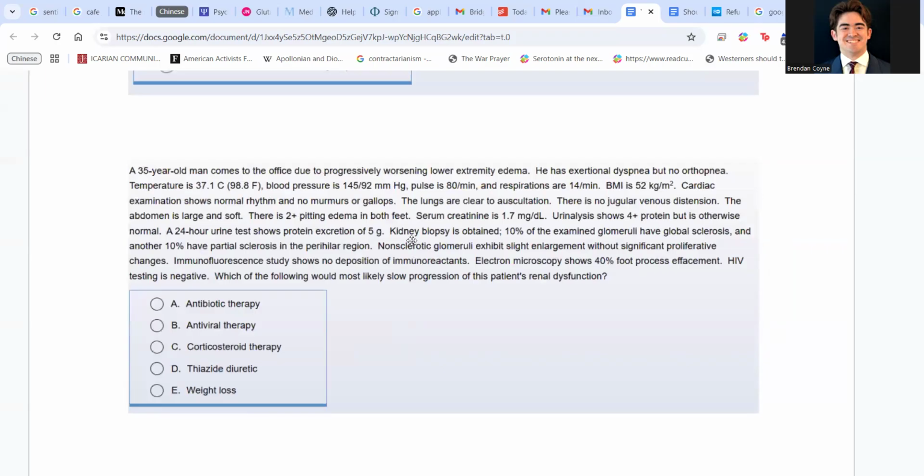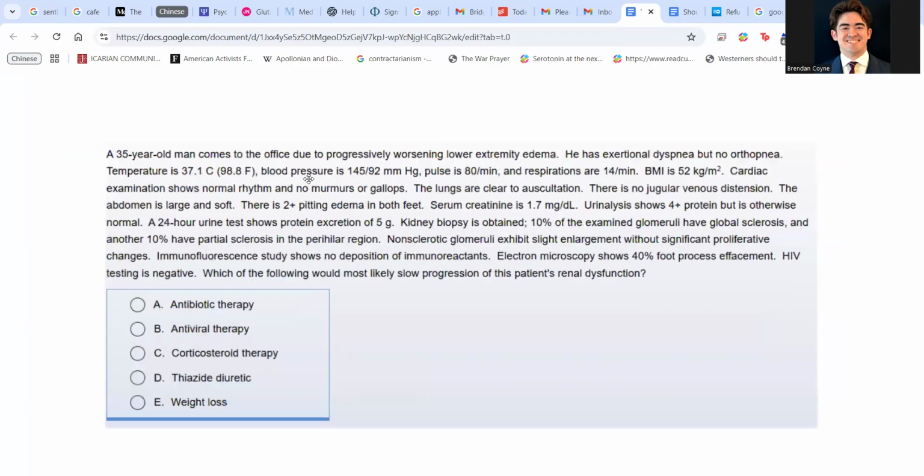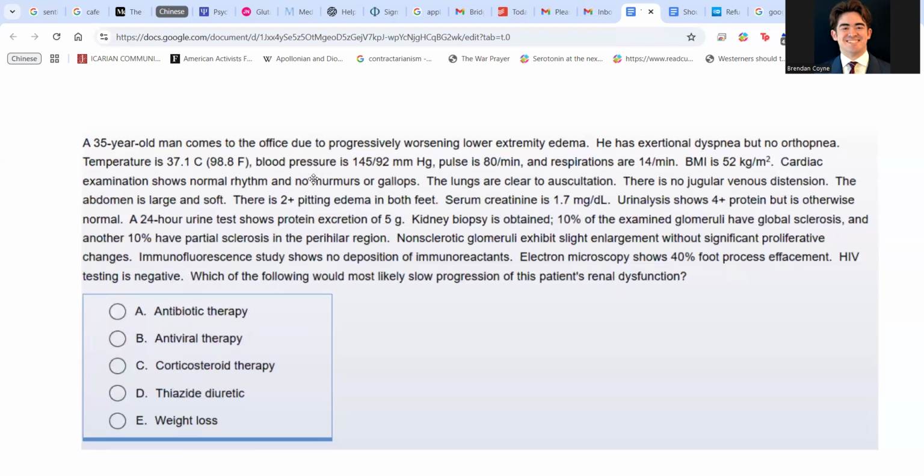All right. A 35-year-old man comes to the office due to progressively worsening lower extremity edema. He has exertional dyspnea, but no orthopnea. Temperature is 98.8 Fahrenheit. Blood pressure is 145 over 92. Pulse is 80. Respirations are 14. BMI is 52. Cardiac exam shows normal rhythm and no murmurs or gallops. The lungs are clear to auscultation. There's no jugular venous distension. The abdomen is large and soft. There's 2 plus pitting edema in both feet.